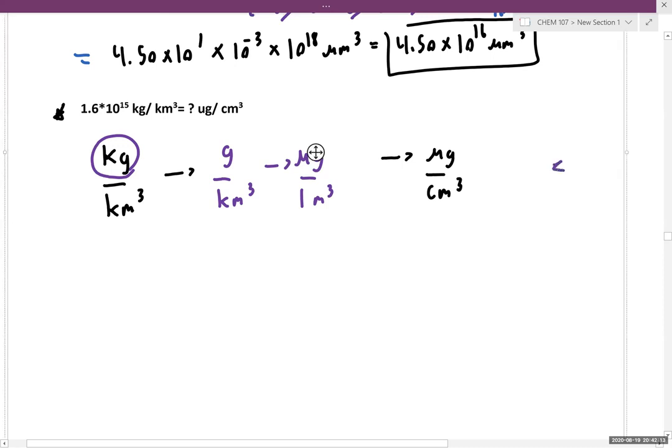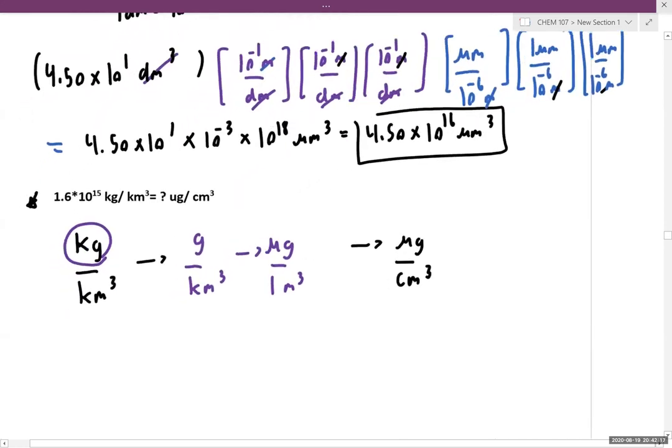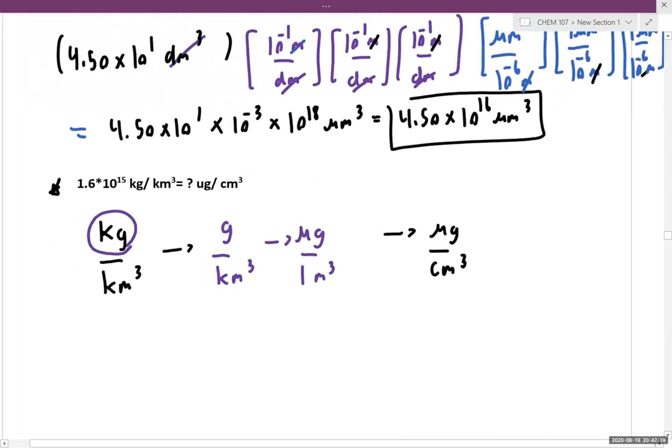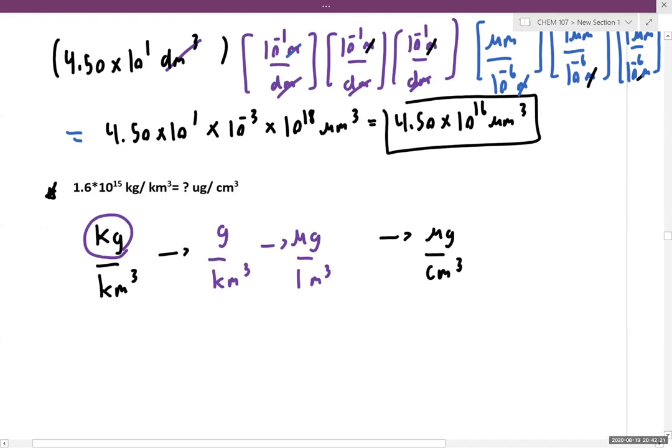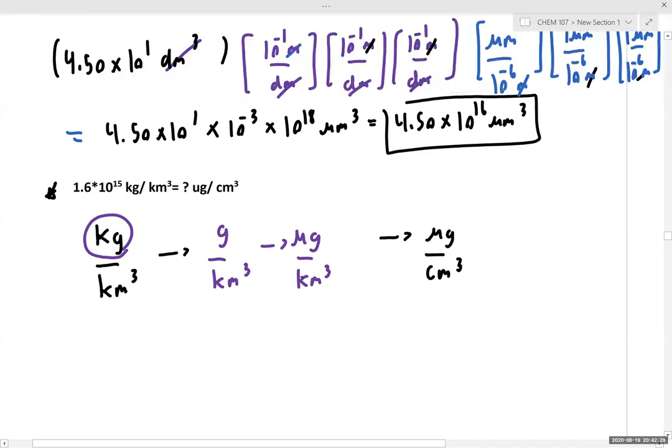Allow me 1 second. Sorry, sometimes OneNote is mildly laggy. Give me 1 second just to allow OneNote to catch up to what I'm writing. Okay, so we have 1 microgram per kilometer cubed.